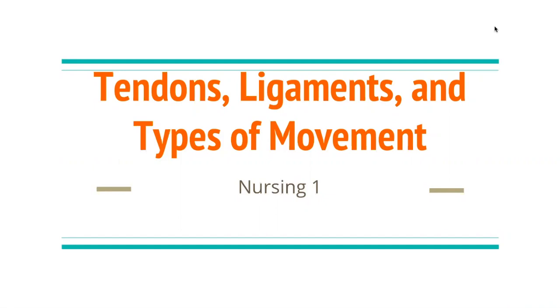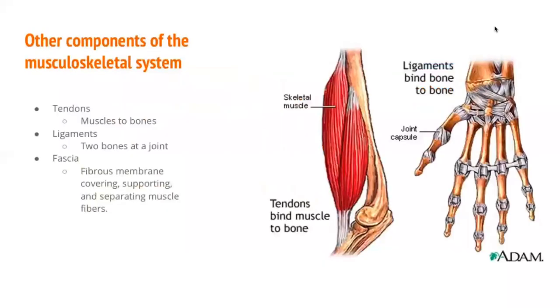This is the last part of the musculoskeletal workshop, and it's just a very short presentation on the extras of the musculoskeletal system. So we consider the tendons and ligaments and the fascia as other components. They're quite simple to understand. Tendons are going to be connecting muscles to bones, while ligaments are going to be connecting two bones at a joint.